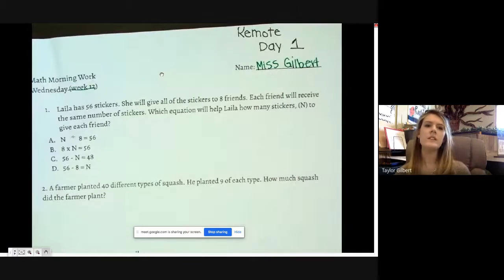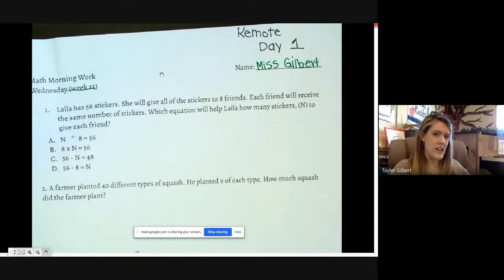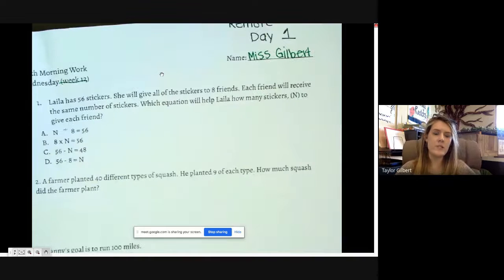All right, so let's read the first question. So we're going to read, think, and cubes. Layla has 56 stickers. She will give all of the stickers to 8 friends. Each friend will receive the same number of stickers. Which equation will help Layla find how many stickers to give each friend?